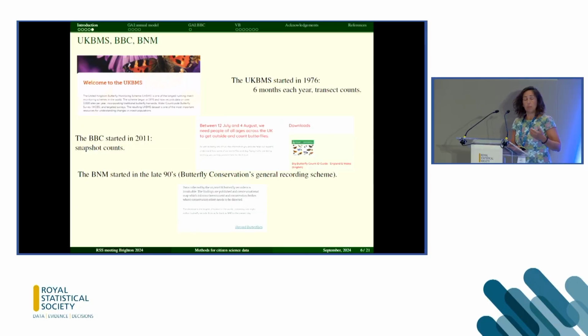We use, as I mentioned, different citizen science scheme data in the UK. So the UK BMS, which runs for about 6 months per year and gives us counts from transects. The BBC, the Big Butterfly Count, which is a snapshot count survey. And the Butterflies for the New Millennium, the BNM, which gives us the detection data that Alex will discuss.